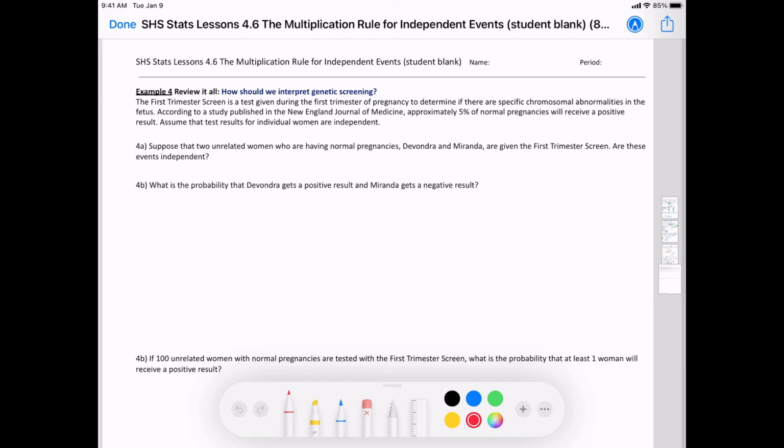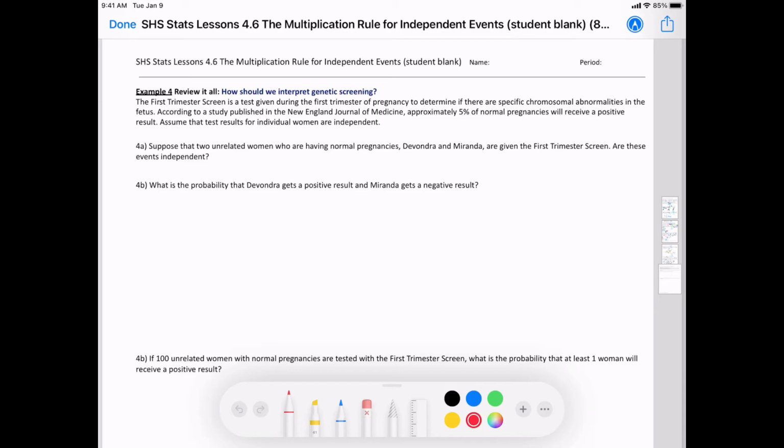Because I'm about to have my 6th child, I kind of know what that means. Basically, they want to do a test, and the test will determine if there's something like, could your child have any disabilities? Things like that. According to the study published in the New England Journal of Medicine, approximately 5% of normal pregnancies will receive a positive result.